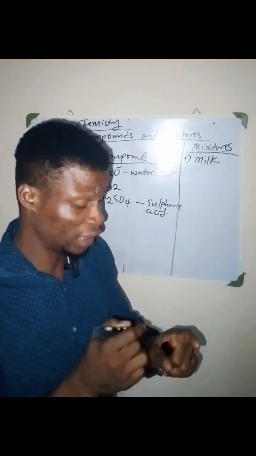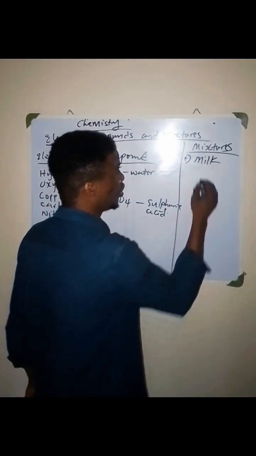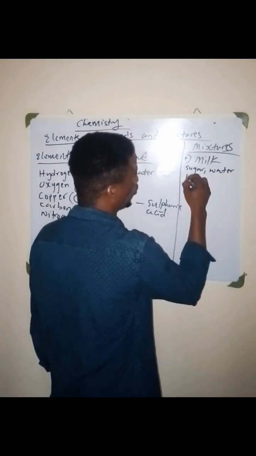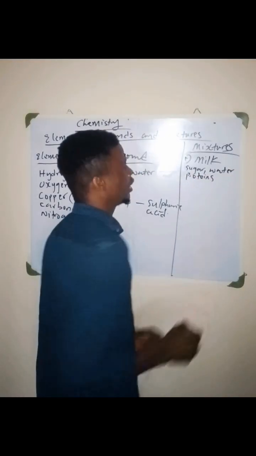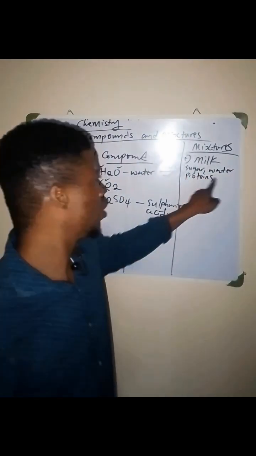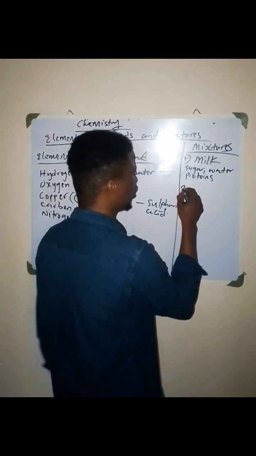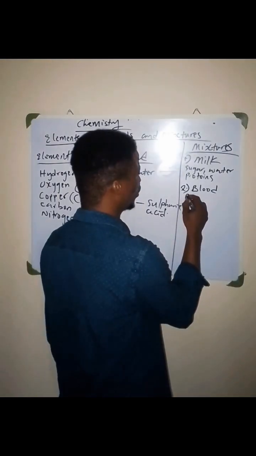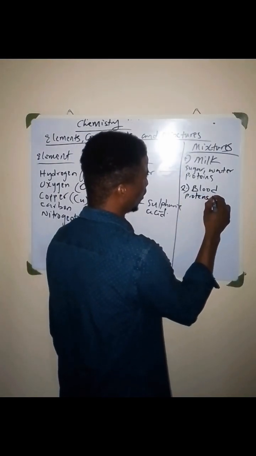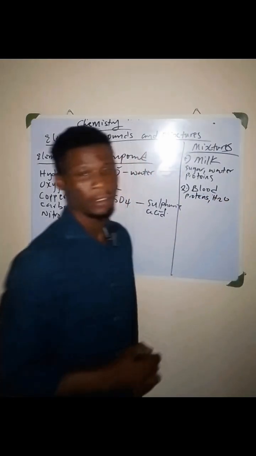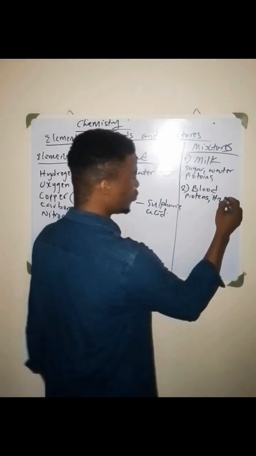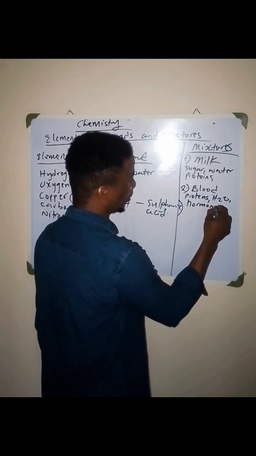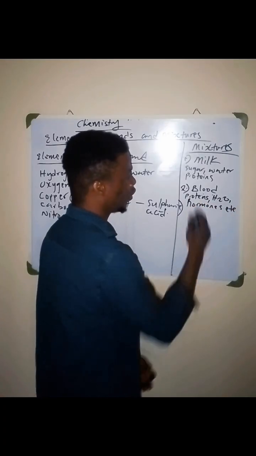It's made up of different substances, but those substances are not chemically combined. For example, milk comprises sugar, water, and proteins. So it is a mixture. These mixtures can be separated. Another example of a mixture is blood. Blood is a mixture of proteins, water, and also drugs or hormones, etc. So there are other mixtures.